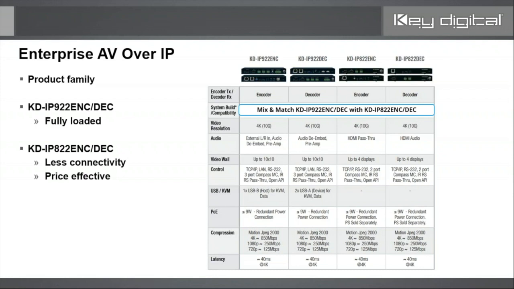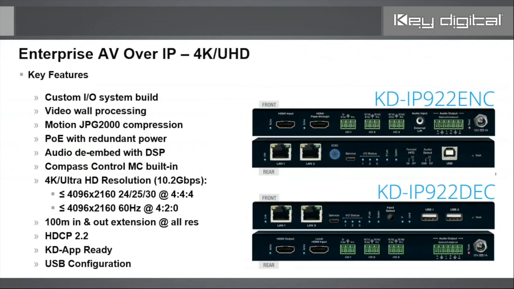What does it mean? Lots of connectivity, but all that connectivity is not needed in every application. And unfortunately, it drives the price higher, of course. So 1 year ago, we released the KD IP822, which again can be mixed and matched. The 822 offers a little less connectivity, and it allows the system to be more cost effective. So you could pick and choose your connectivity where you need it and optimize your price point. Let's go ahead and look closer so you'll see the difference.